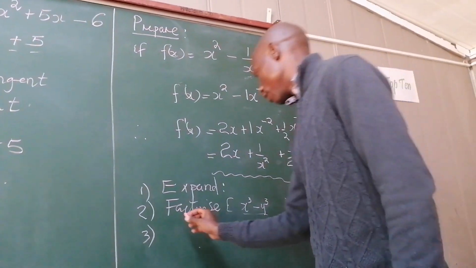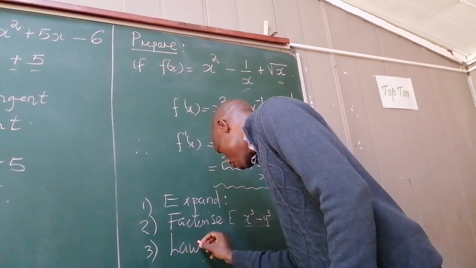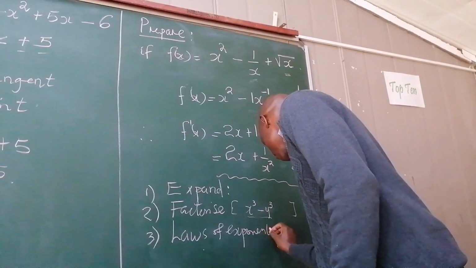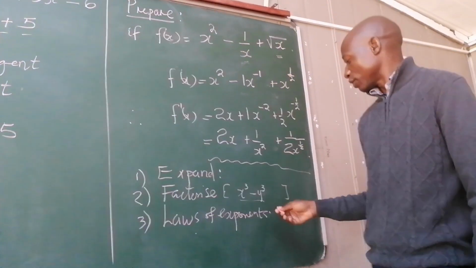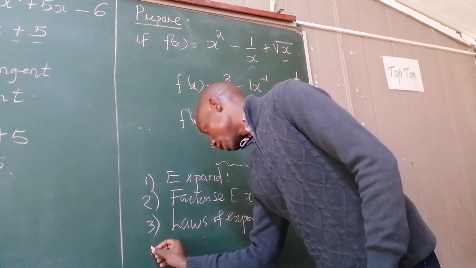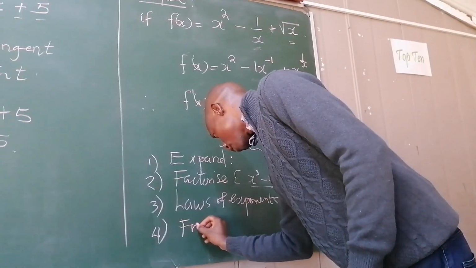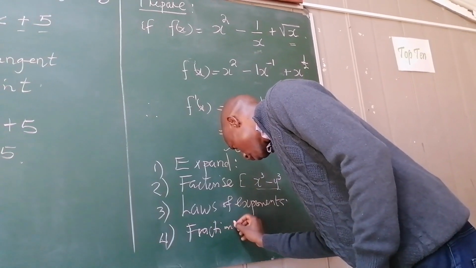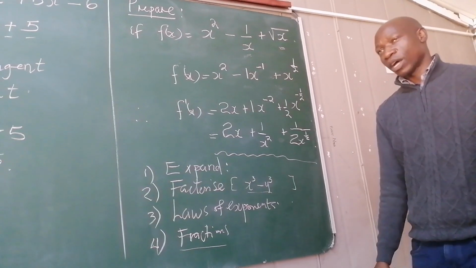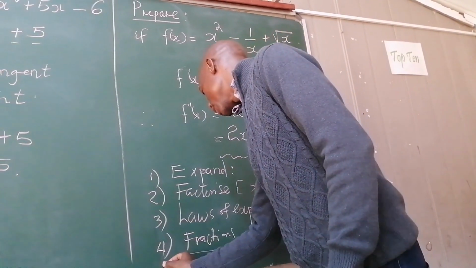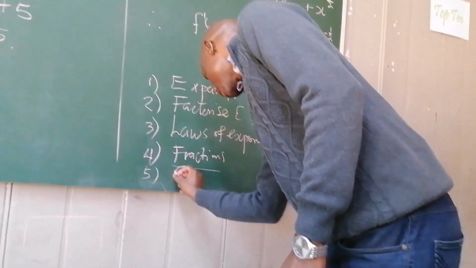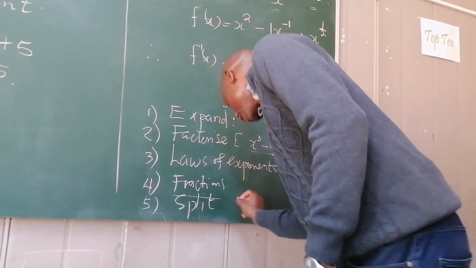Then the other one, obviously we have looked at the laws of exponents. They are also used in preparing to differentiate. And then also we have got basic fractions. The use of fractions is also very important in differentiating. Then the next one, we can also have a splitting process which is connected to fractions. Number 5, we can just note it as splitting the fraction.